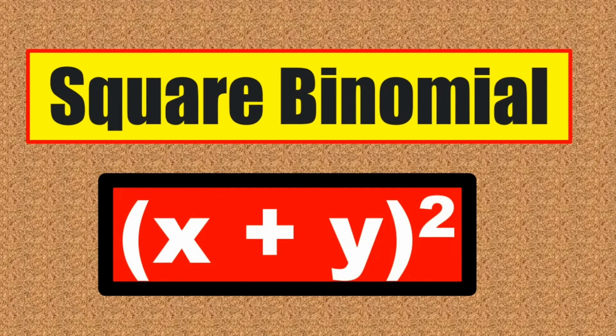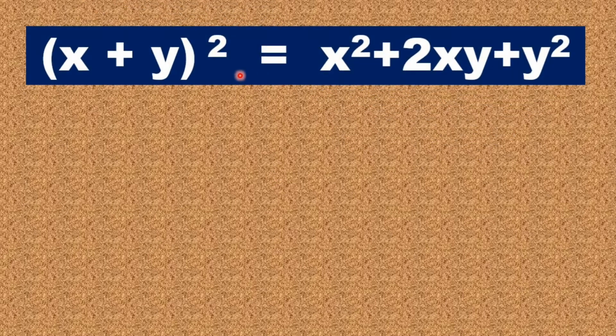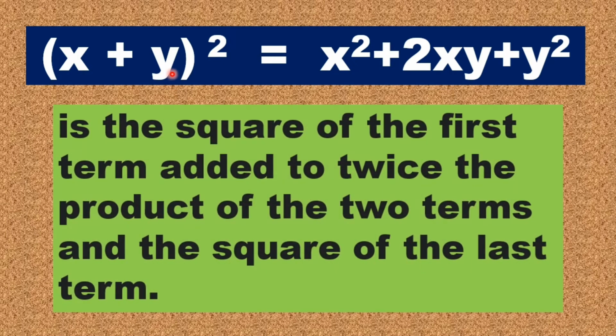The square of a binomial. This is the first term and the last term. Square of a binomial is the square of the first term added to twice the product of the two terms and the square of the last term.